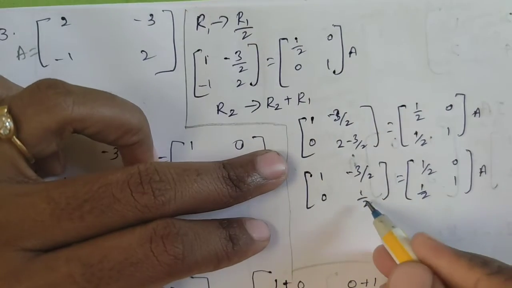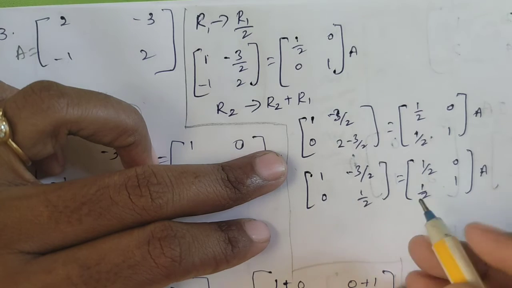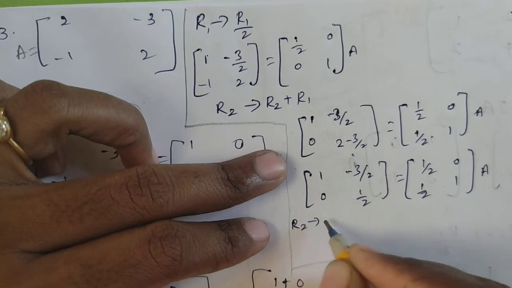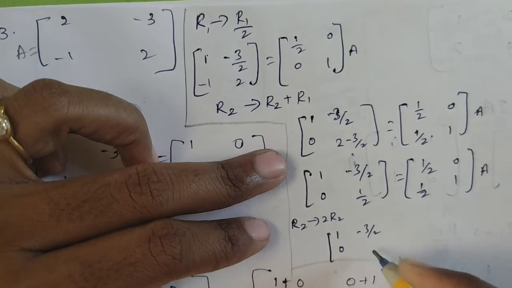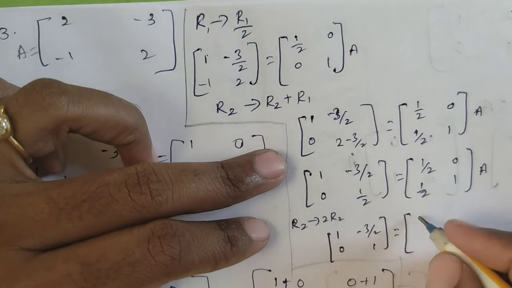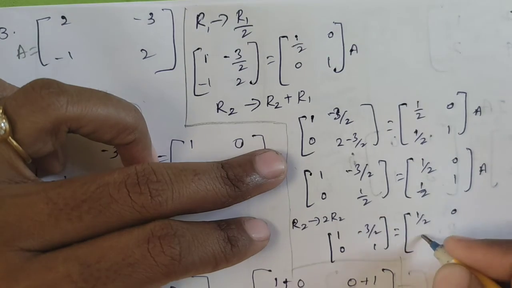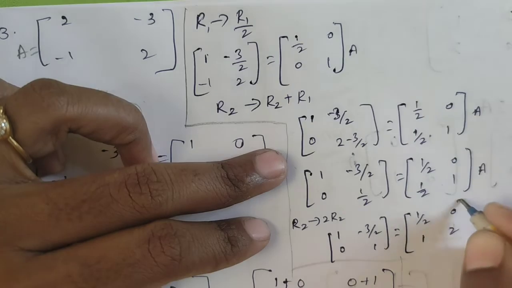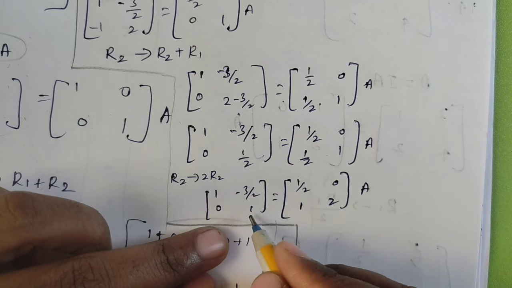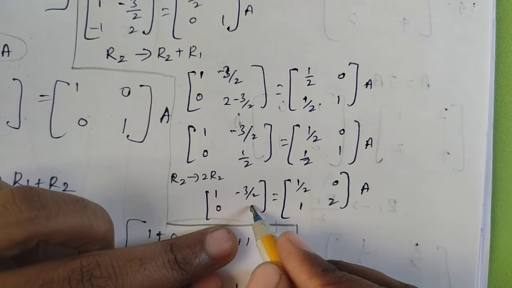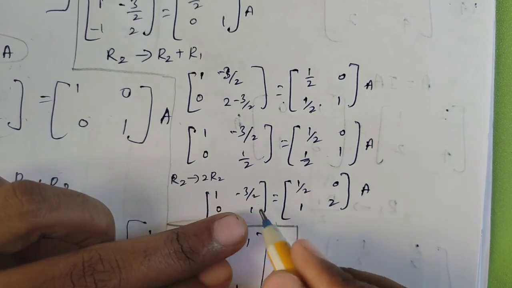The next step is that I should make this element 1. I will just multiply it by 2, so R2 tends to 2R2. 1, minus 3 by 2, 0, 1 is equal to 1 by 2, 0. Multiplying this by 2: 2 into 1 by 2 is 1, 1 into 2 is 2, into A. The next step is to make this element 0 with the help of R2. I will multiply this element by 3 by 2 and add it, so that minus 3 by 2 plus 3 by 2 will become 0.